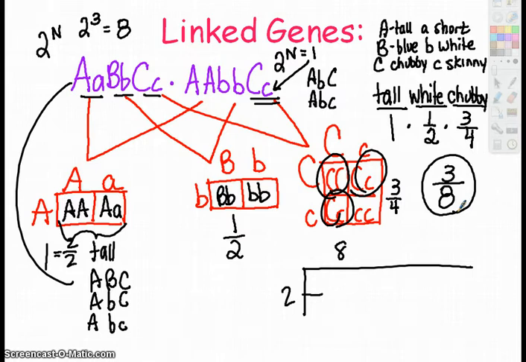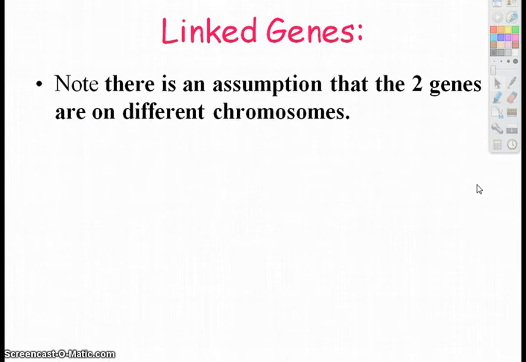Again, you would never want to try to do a Punnett Square to solve a problem like this. It would just take way too long. You would end up with an 8 by 2 Punnett Square, which would be ridiculous. Okay? So the very last thing I want to talk to you about is linked genes. Just a definition of what they are.